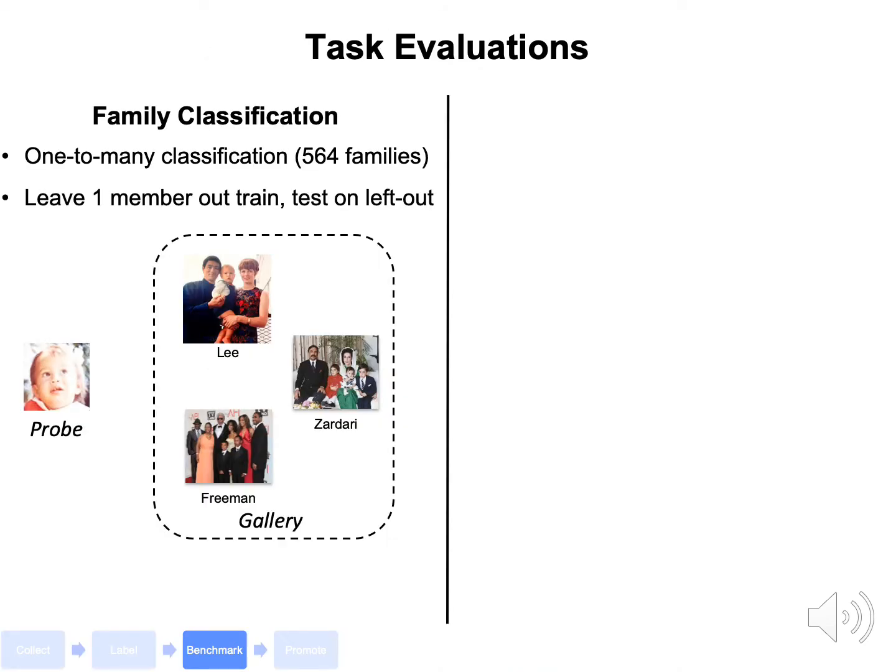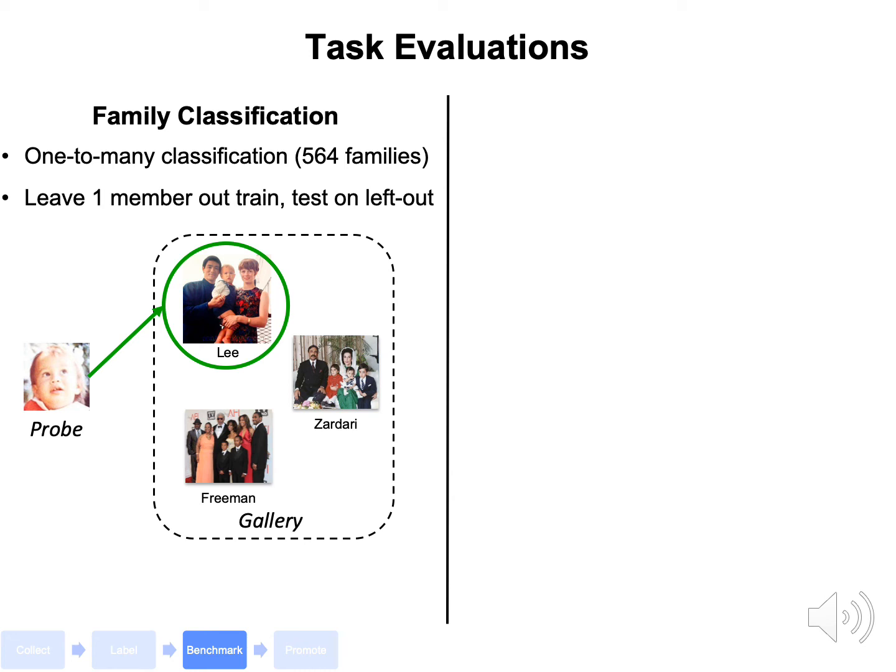So let's take a look at the task evaluations. The first task is family classification, which is a one-to-many classification task. We use 564 families for this, the reason being that we chose the families with at least 6 family members. We leave one out, train on the rest, and then test on the one that's left out. In other words, for this member, the probe to the left of the gallery, what family is that probe from? You can see that Shannon is related to Brandon, Bruce, and Linda, and Shannon was unseen until test time. We want to say that she's part of the Lee family. And that's the closed-set, one-to-many classification task.